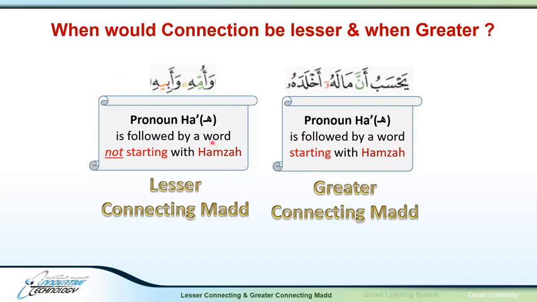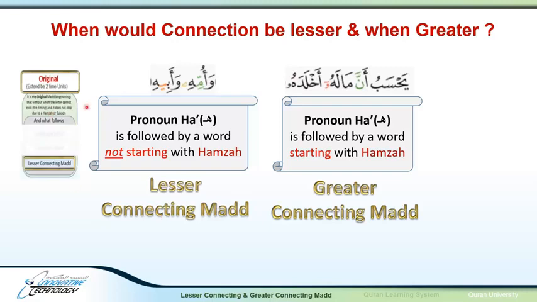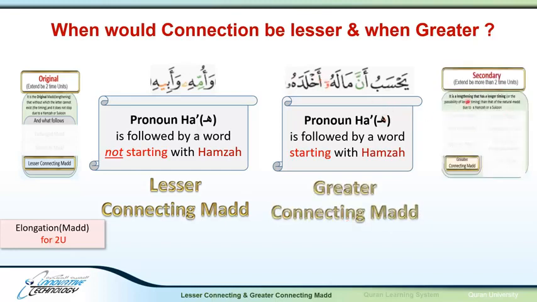And because this is not starting with a hamza, the lesser connecting med is considered as a subsidiary or a type of original natural med, and accordingly given an elongation of the original med, which is for 2 units. While the greater connecting, because it is followed by a hamza, it is considered as a type of secondary med caused by the hamza, and thus given the rule of elongation for 4 units.